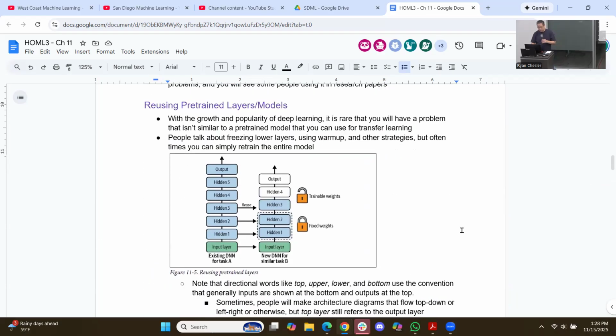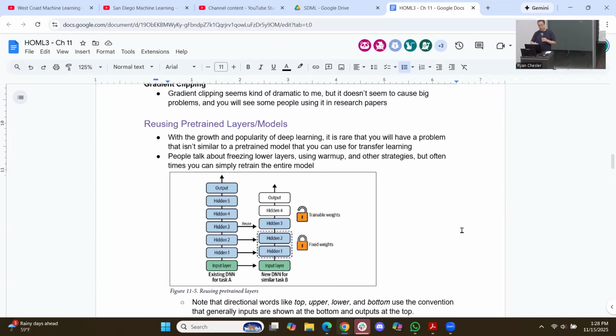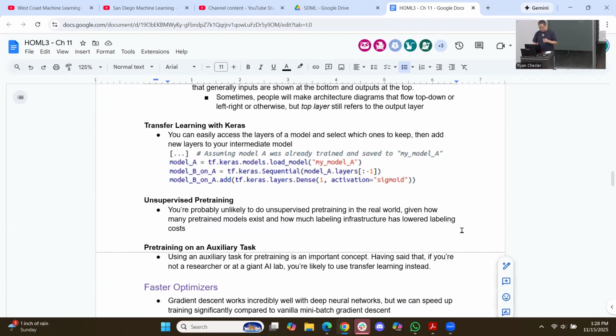All right. So again, this section was about transfer learning and using pre-trained models. I'm going to guess that 99% of the time, what you're going to do is start out with something that somebody else built. You're not going to start out from scratch.